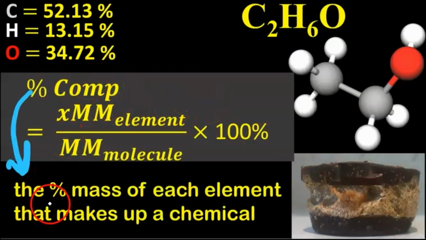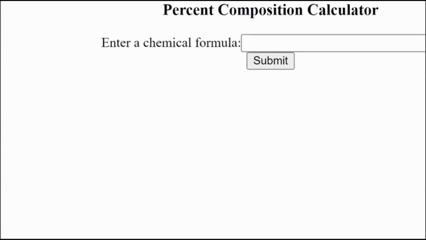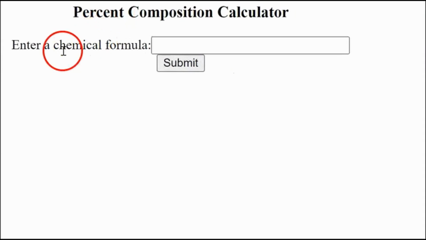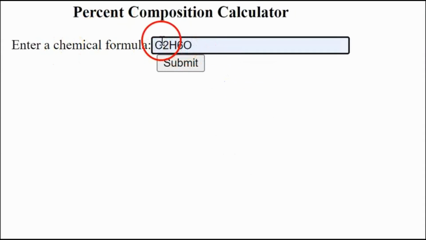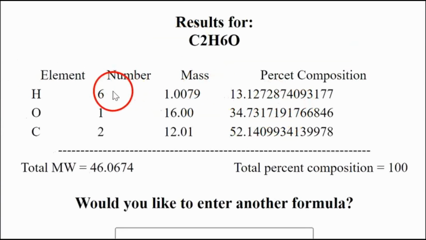The percent composition is the percent mass of each element that makes up a compound. So if you're not writing an exam, you can actually just type in percent composition calculator in Google, and there's lots of different ones. This is just the first one that pops up. I click on that, and if we enter a chemical formula, the one we just had, C2H6O, press submit. Voila, it does the math for us here. The percent composition of hydrogen is 13.1. All the same numbers as what we did by hand. If it's not an exam, this is kind of a shortcut to do it. There's a typo here, I noticed, but the numbers are solid.